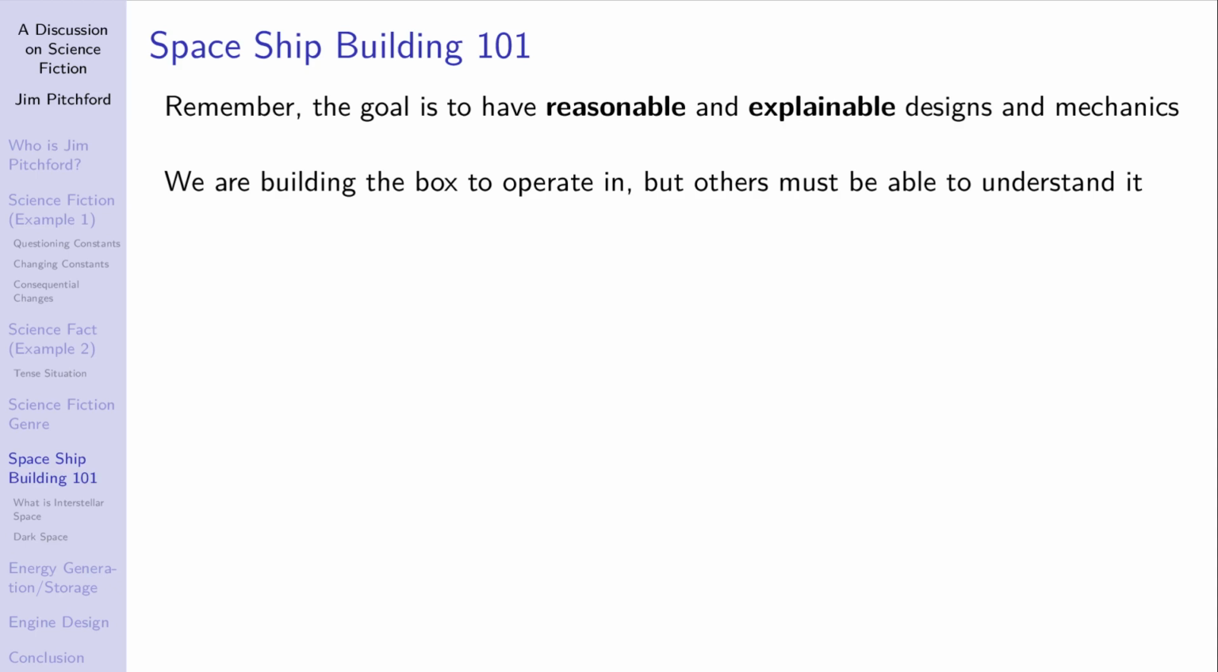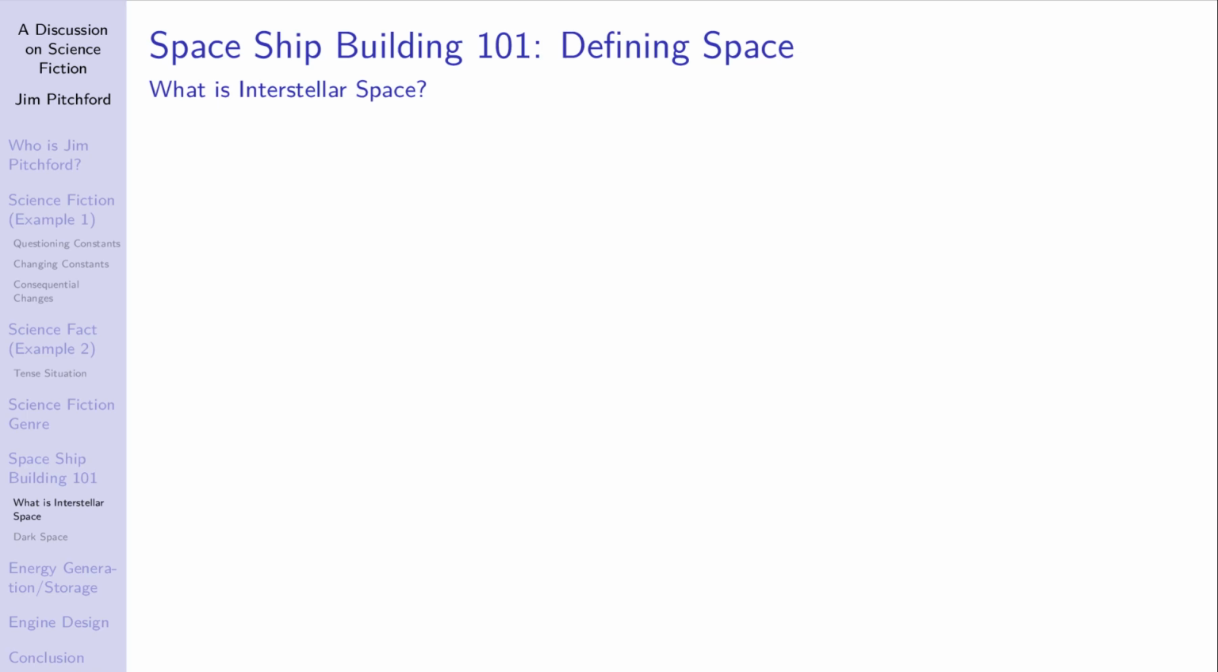Based on the previous section on science fiction, remember we need to have the goal of being reasonable and explainable for the design mechanics. We also need to make sure that this box we're operating in, with the rules, is something others are going to be able to understand. Now, a good first step for designing a spaceship is knowing where it's actually going to work. What is space? Or more specifically, what is interstellar space? Ask yourself that question.